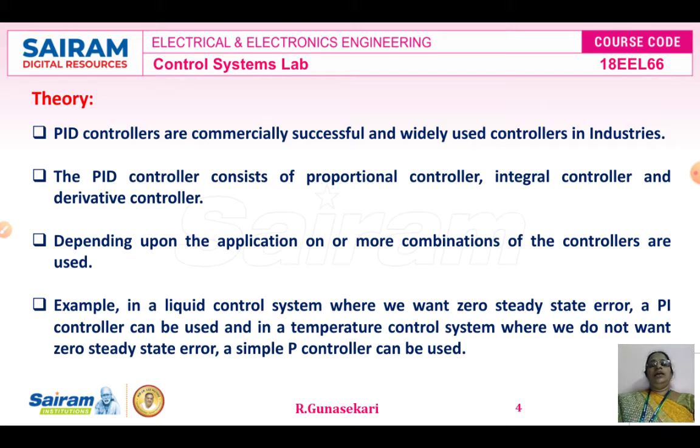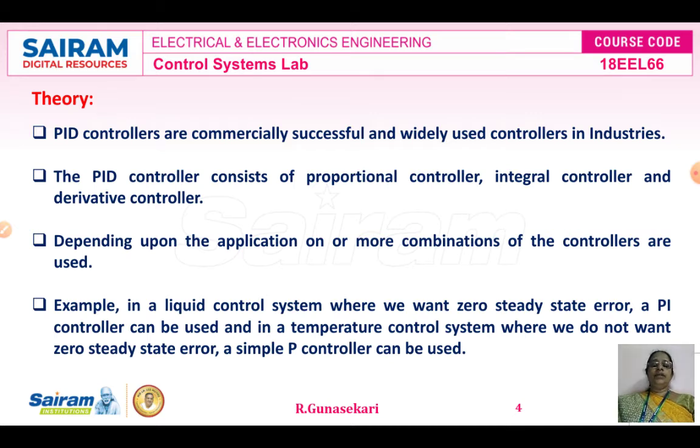Theory. The PID controller consists of P for proportional, I for integral, D for derivative, you already know. So therefore the PID controllers are commercially successful and widely used controllers in industries. The PID controller consists of proportional controller, that is P controller, then integral controller and derivative controller. Depending upon the application, one or more combinations of the controllers are used in the control systems.